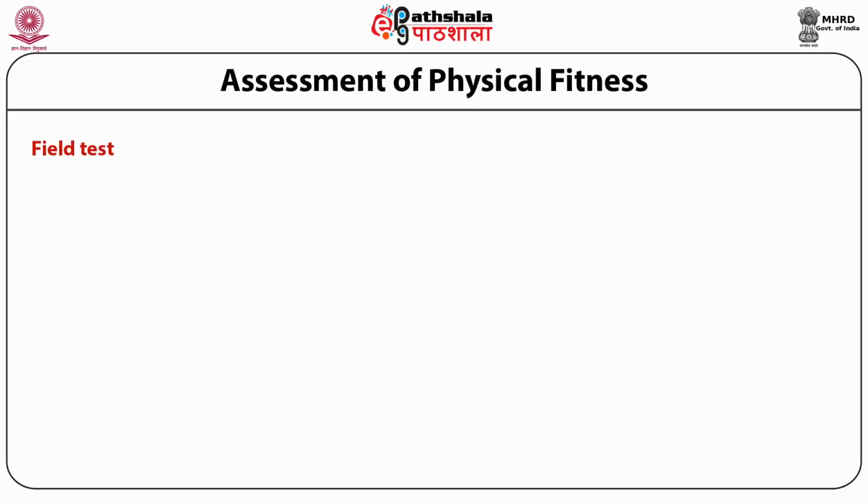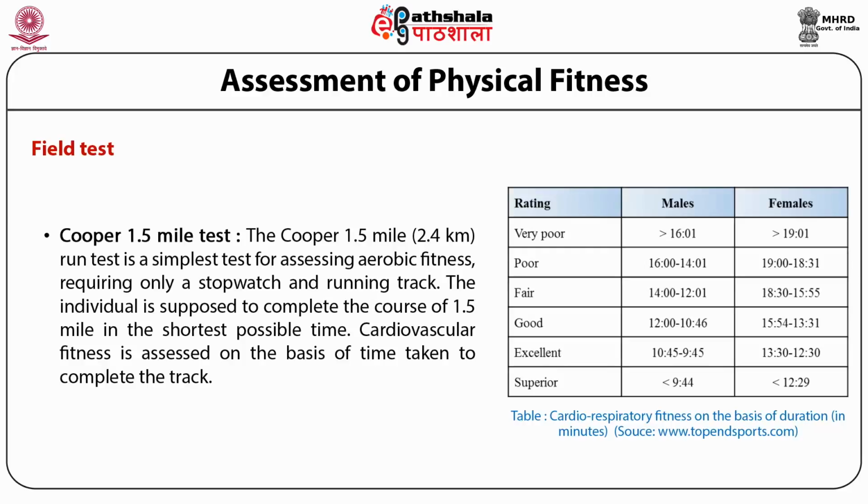Another field test is the Cooper 1.5 mile test. This is the simplest test for assessing aerobic fitness, requiring only a stopwatch and a running track. The individual is supposed to complete the course of 1.5 miles in the shortest possible time. The cardiovascular fitness is assessed on the basis of time taken to complete the track, and the table can be seen to find out the cardiorespiratory fitness among males and females separately.